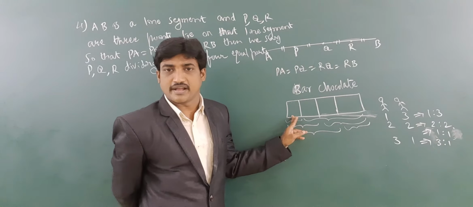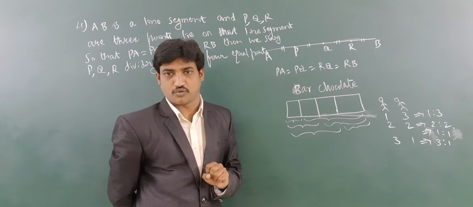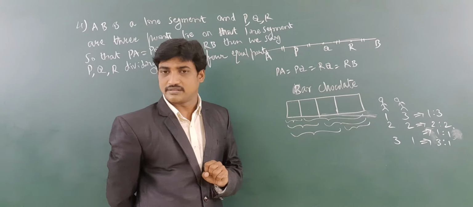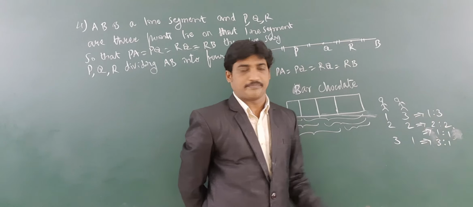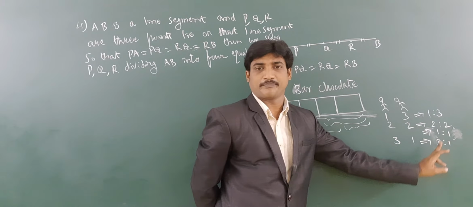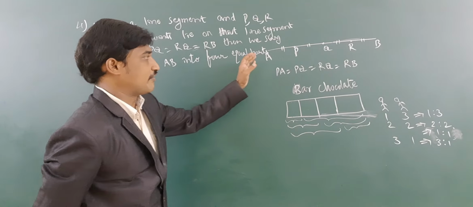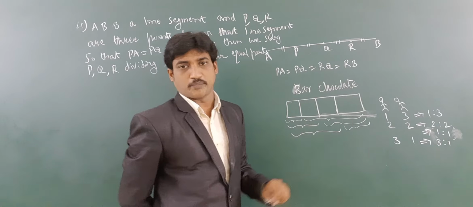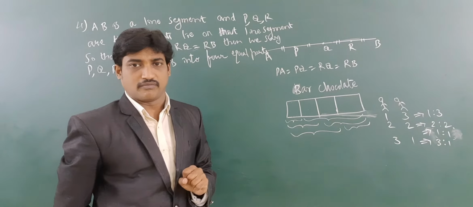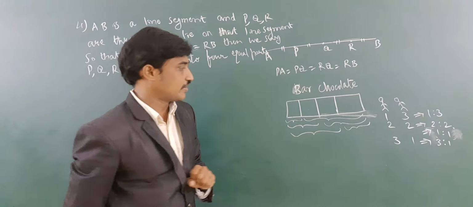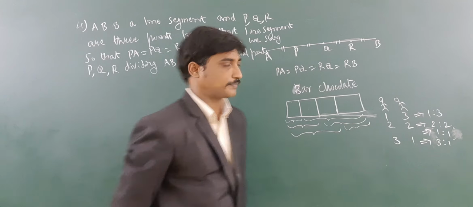When we are dividing this bar chocolate into 4 equal parts, we get the ratio 1:3 or 1:1 or 3:1. In the same manner, when we are dividing a line segment into 4 equal parts, we will have the ratio 1:3 or 1:1 or 3:1.